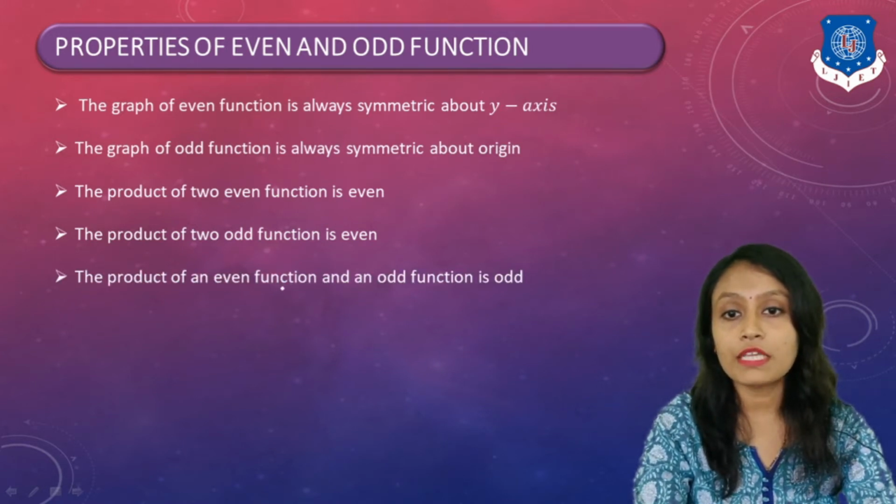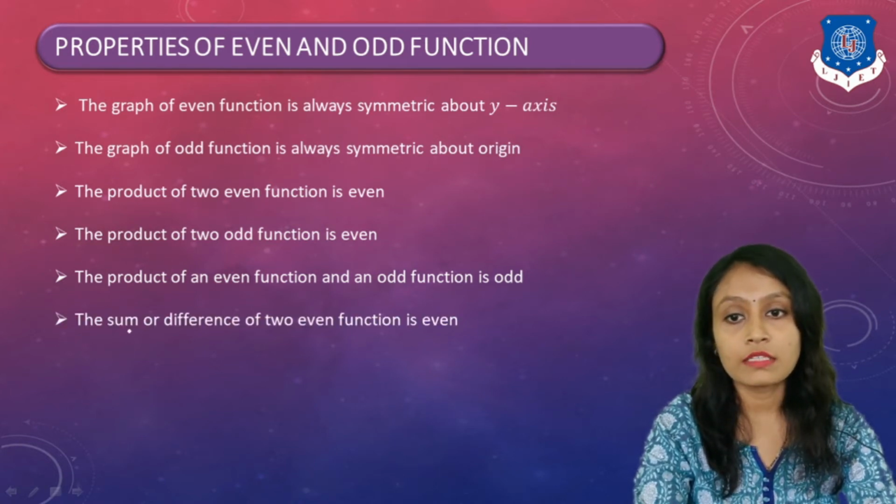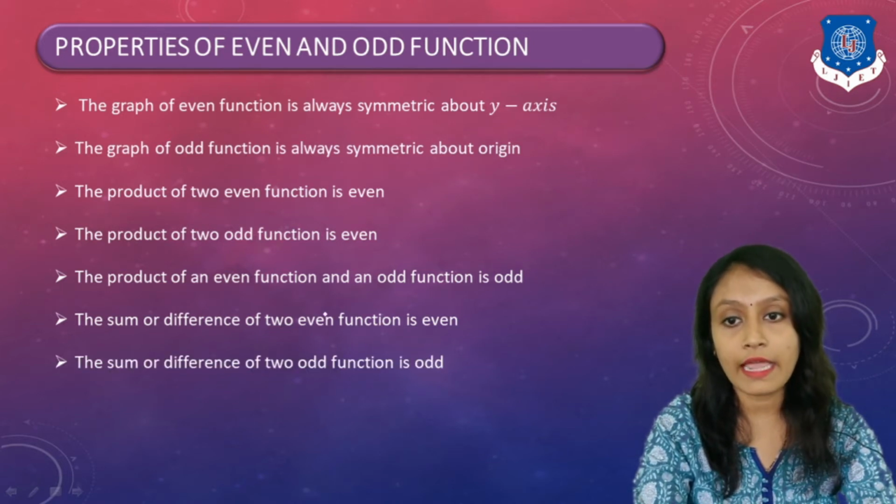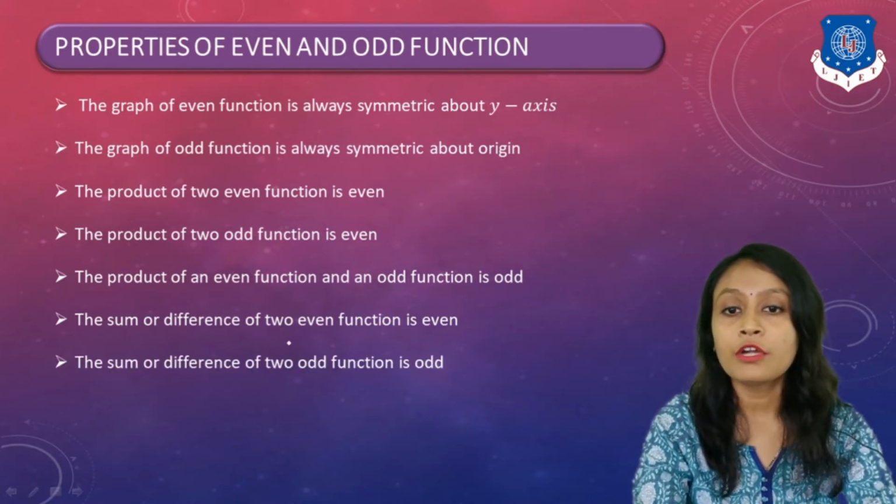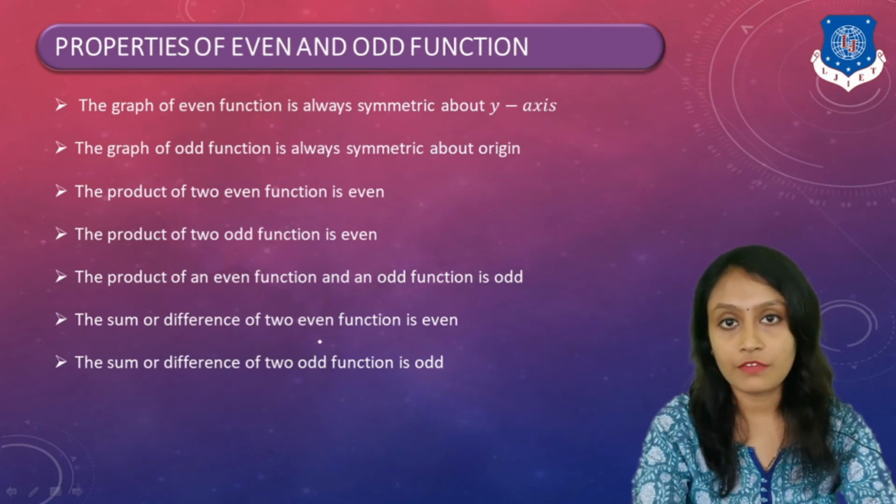Next, the product of even and odd function is odd function. So if we multiply x square with sin x, then x square sin x will be an odd function. Next one, the sum or difference of two even functions is even function, and the sum or difference of two odd functions will be odd function.